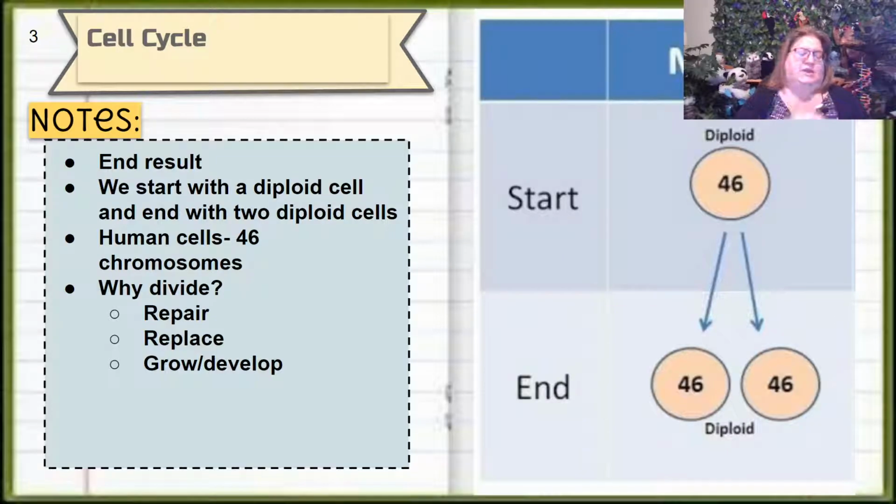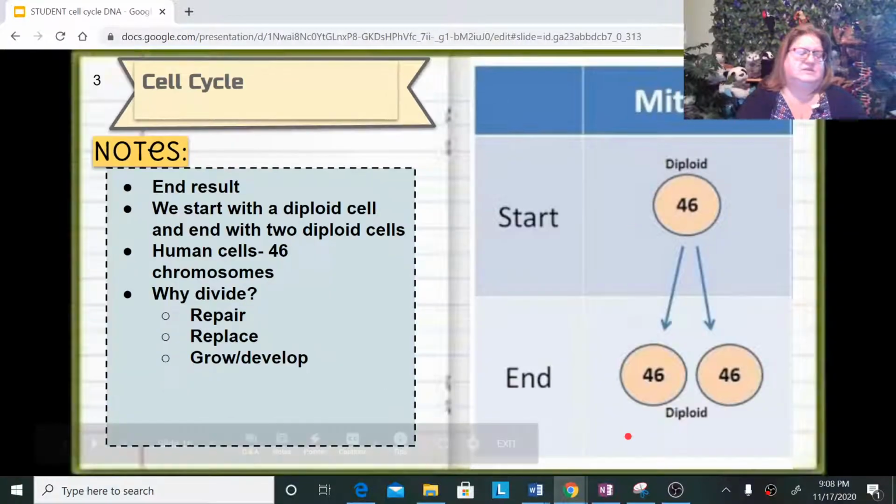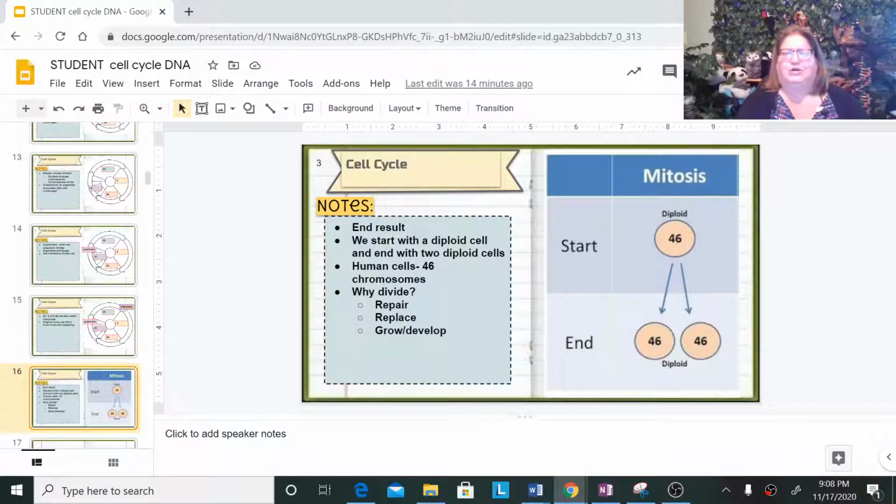Now, the silly way to remember this is mitosis makes mitose. And that's an easy way to remember that mitosis is just the cell division that makes an exact copy of the cell. So, I hope that gives you a nice introduction to our cell division.